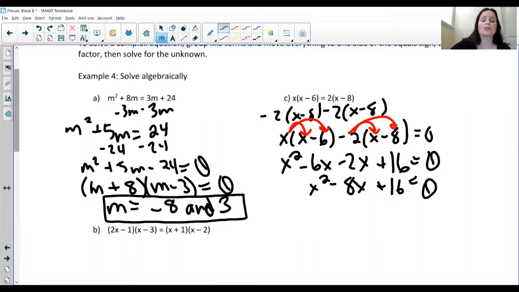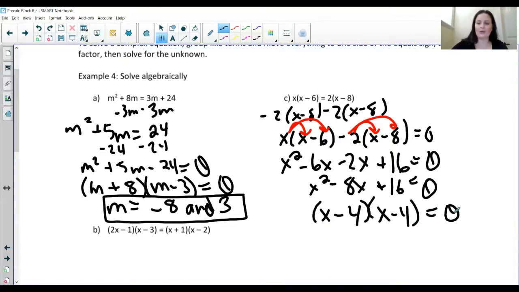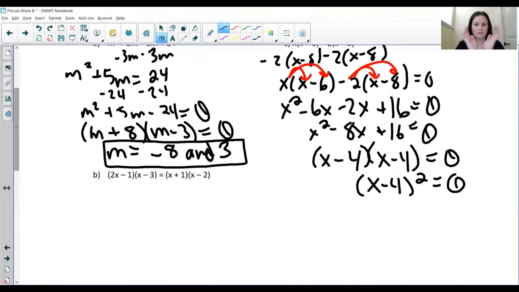This is actually a special trinomial. It's going to be x minus 4 times x minus 4 equals 0. Or another way of looking at that is x minus 4 squared equals 0. So this is one of the parabolas that directly rests on the x-axis, which means there's only one solution, and that solution for this one is x equaling 4.